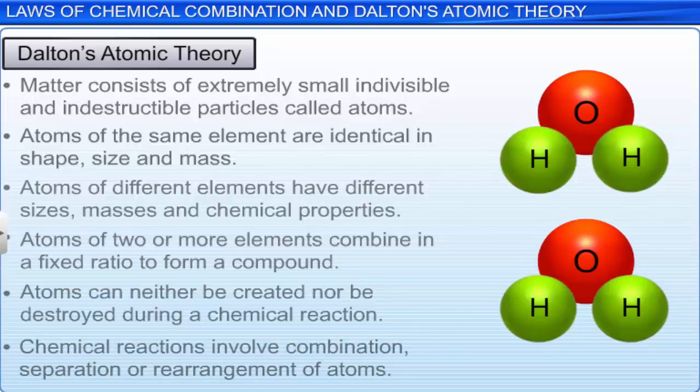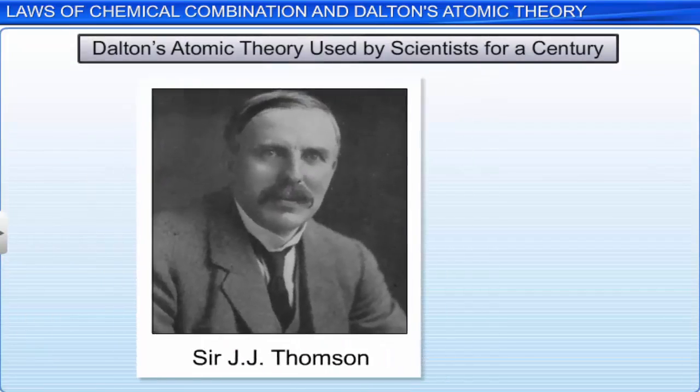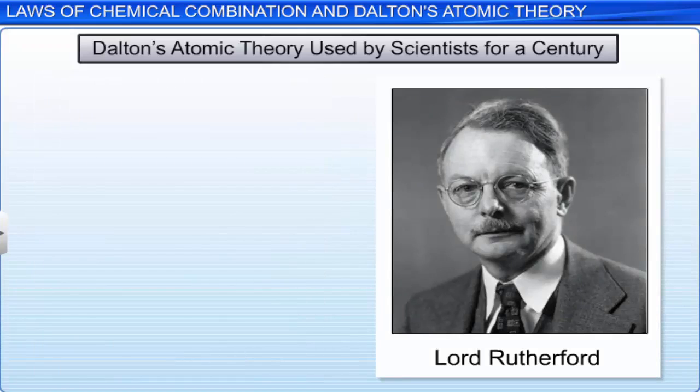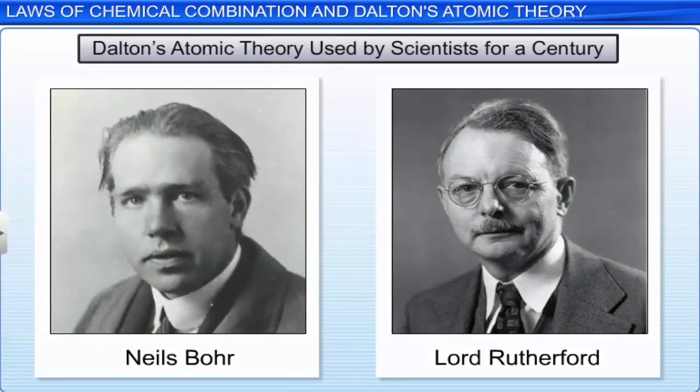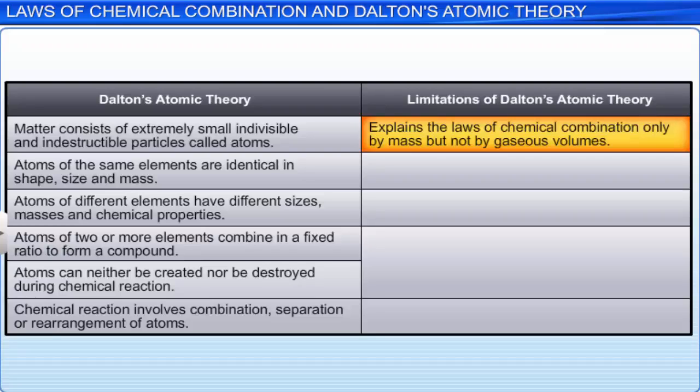Scientists used Dalton's atomic theory for a century. However, in the beginning of the 20th century, scientists like Sir J.J. Thomson, Lord Rutherford, and Niels Bohr came up with new findings, which revealed some drawbacks in Dalton's atomic theory. The drawbacks of Dalton's atomic theory are: it could explain the laws of chemical combination only by mass, but not by gaseous volumes.